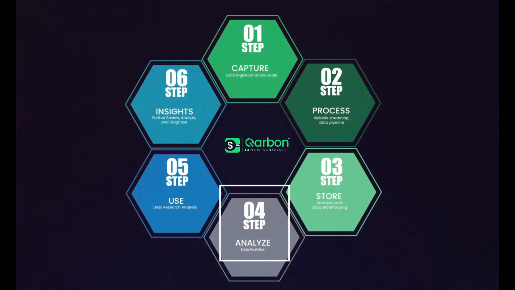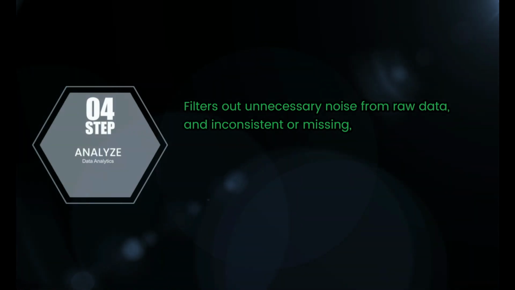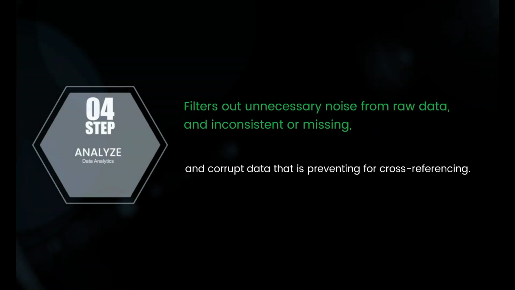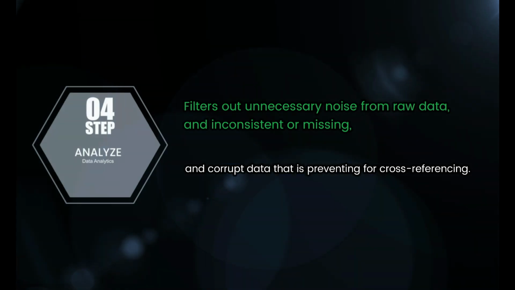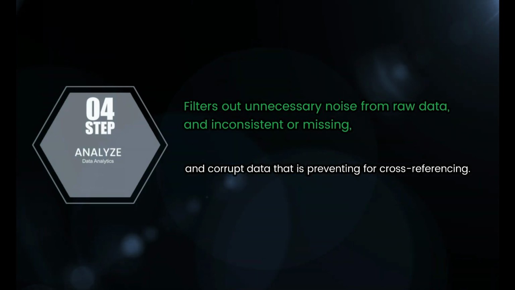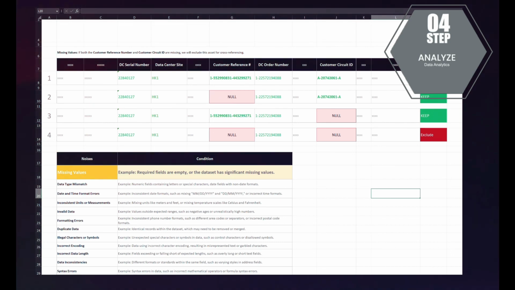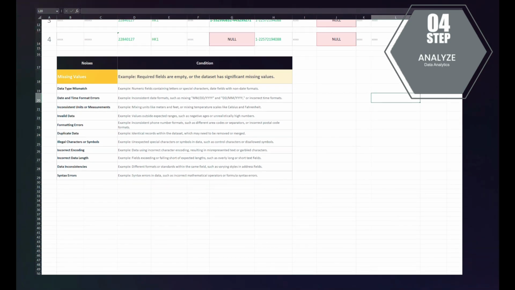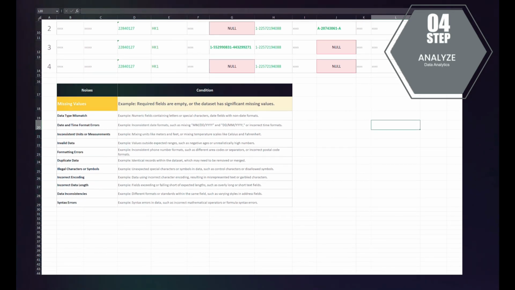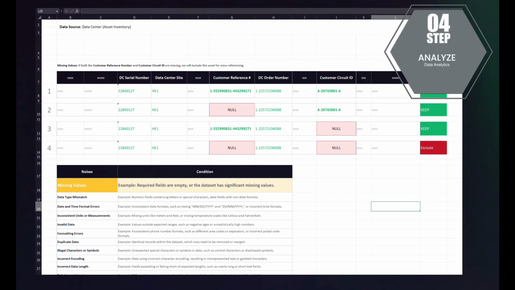In step 4, we look at data cleansing. In this phase, the primary goal is to exclude data that the system cannot process. This unprocessable data may be caused by missing information, incorrect formats, duplicates, or other sets of conditions listed below. In this example, it's critical for the customer to provide either customer reference numbers or customer circuit IDs for cross-reference. In example 4, we excluded the record because neither customer reference number nor customer circuit ID was provided.